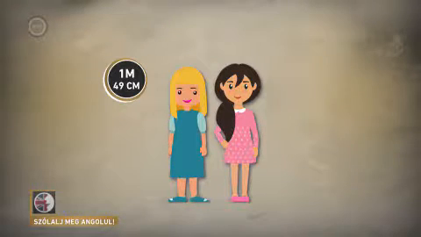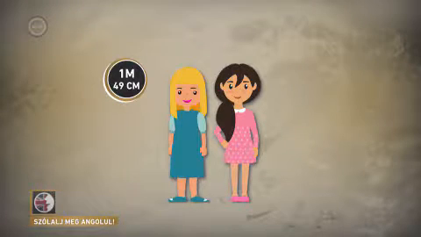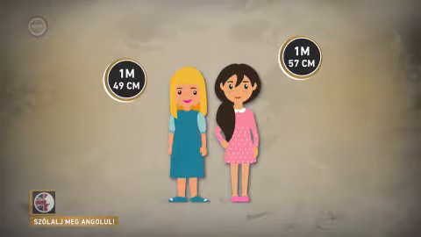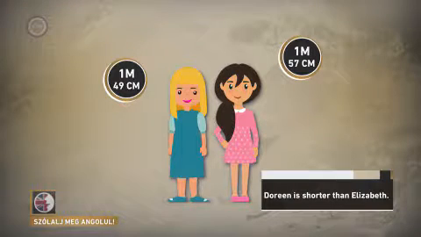Great. Now, let's have a look at Doreen. Doreen is 1 meter 49 centimeters tall. She's 149 centimeters tall. Elizabeth is 1 meter 57 centimeters tall. She's 157 centimeters tall. This means that Doreen is shorter than Elizabeth. Using the information in the table, we can see that Doreen is shorter than Tim, but she's taller than John.